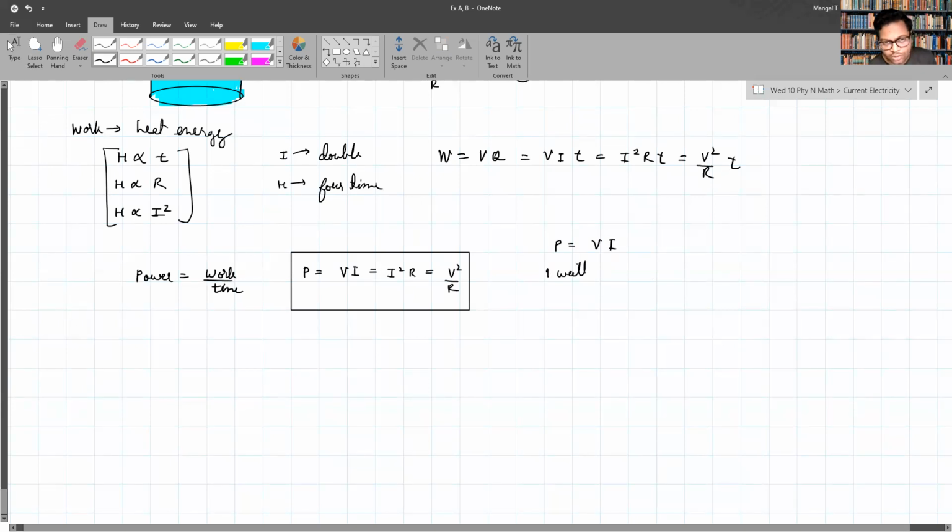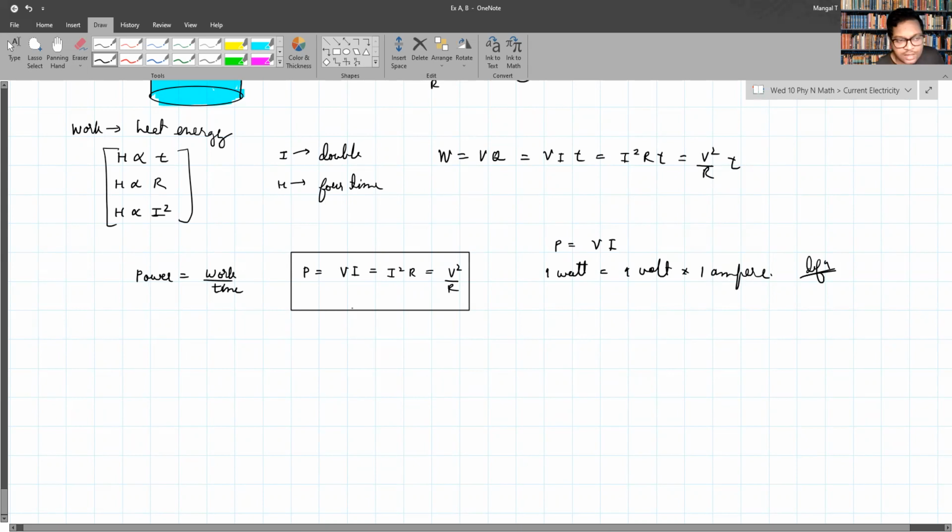Power will be 1 watt if you have 1 volt and 1 ampere. So 1 watt will be the electrical power if there is a potential difference of 1 volt and a current of 1 ampere flows through it. That can be asked like a definition.